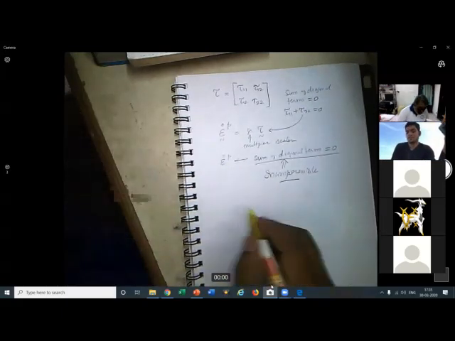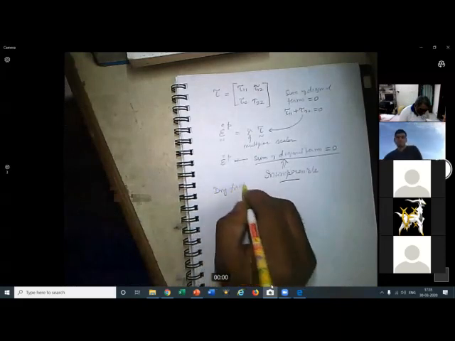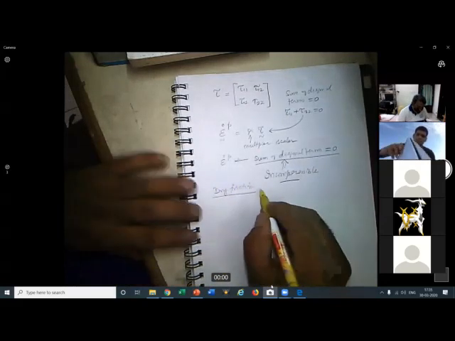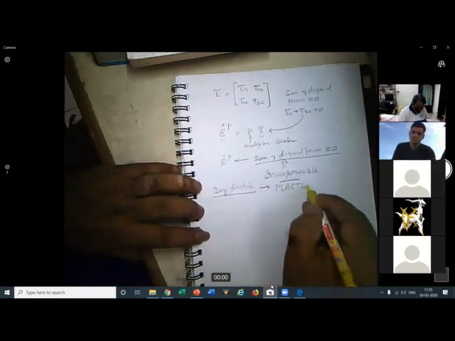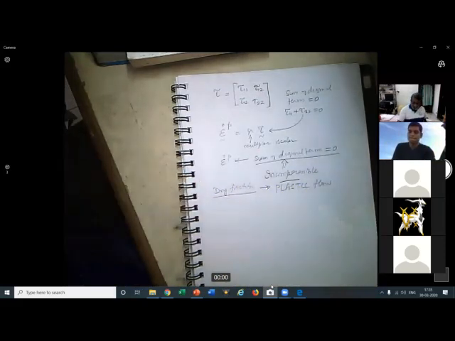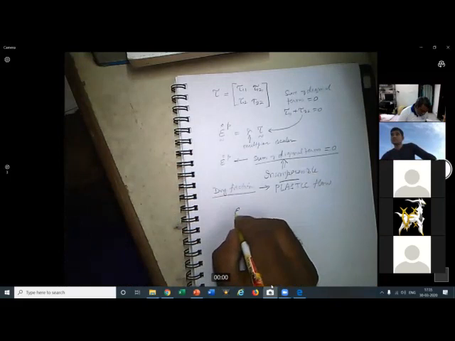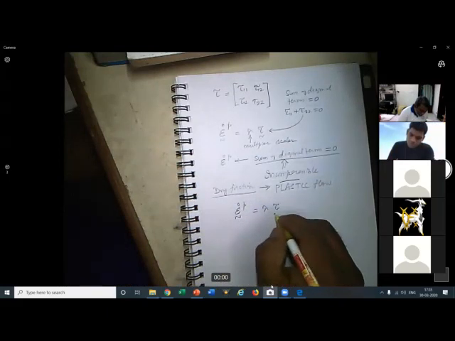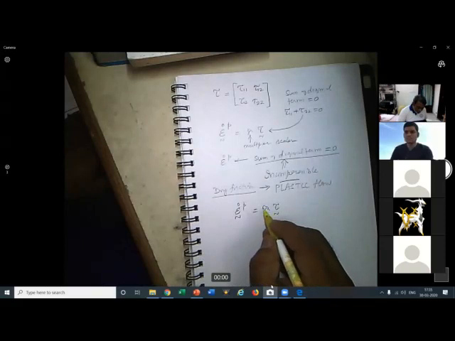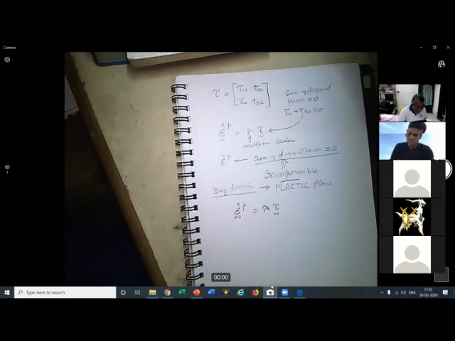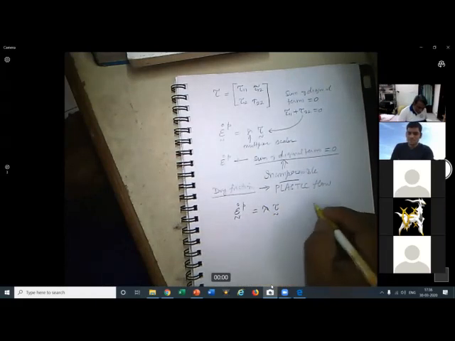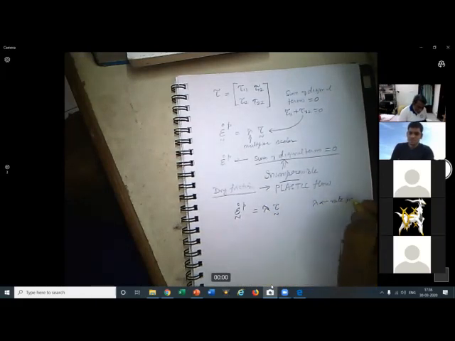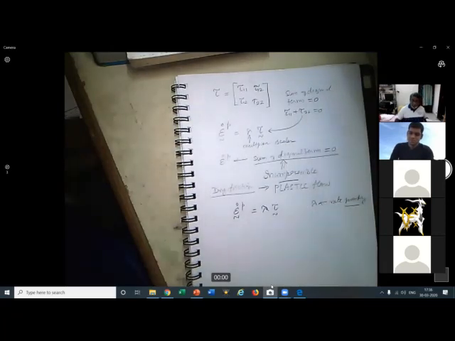Now let's jump to dry friction. What is dry friction? Plastic flow. What I'm going to do is the same thing again. I'm going to say epsilon dot P equals lambda times tau. Shouldn't it be a lambda dot now, sir? Yeah. So this lambda is a rate quantity.